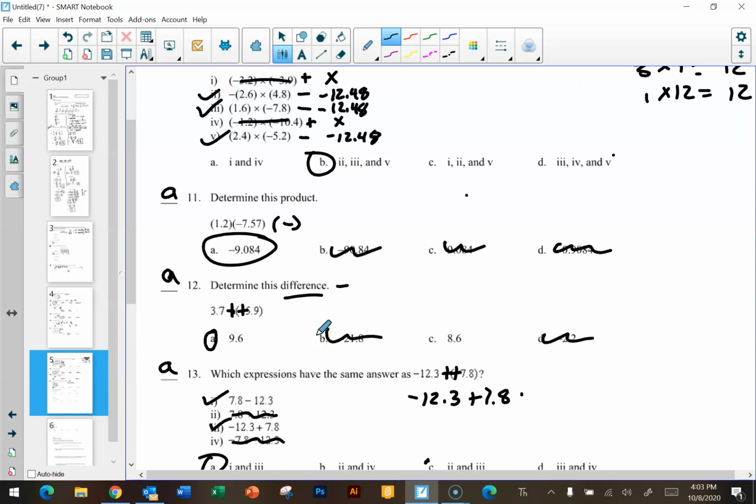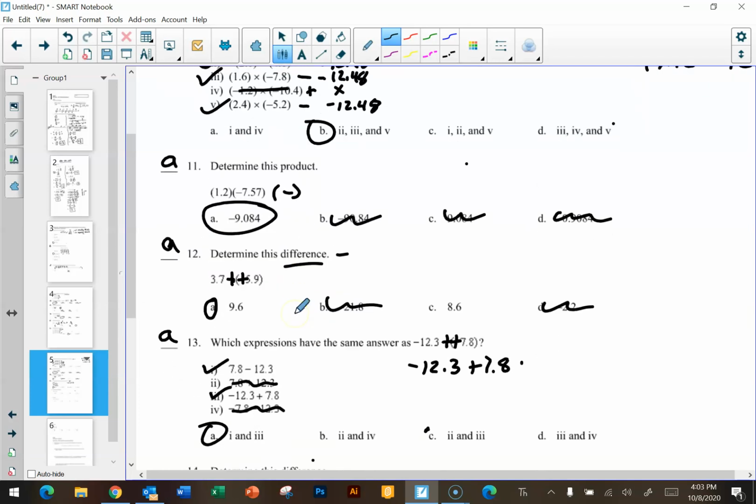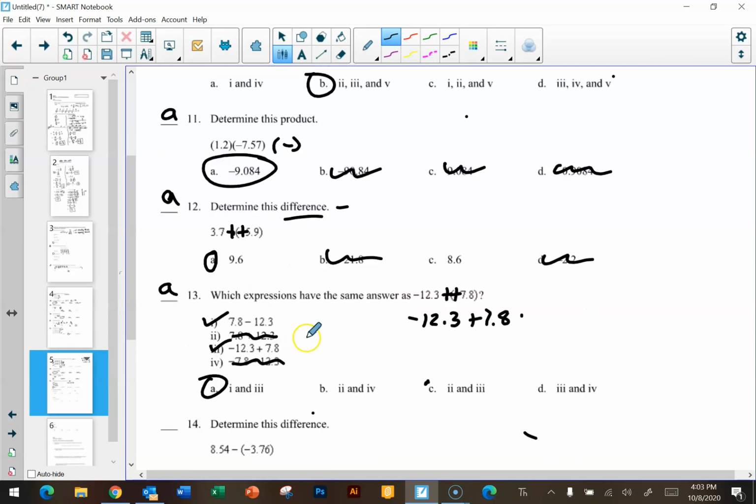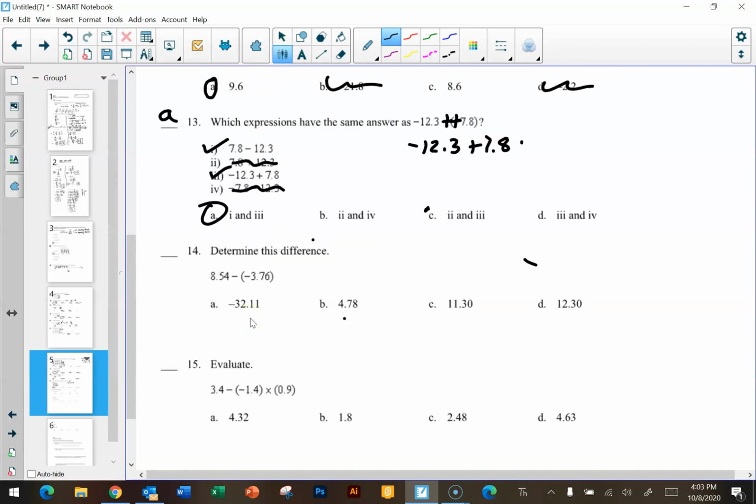Go back up, I'm just checking one here. 1.2 times 7.57 is 9.084. Yeah, okay, that one's right. I feel like I shouldn't have 3 A's in a row there for some reason, but maybe I'm wrong. 3.7 plus 5.9 is 9.6. That's right. And positive 7.8, negative 12.3, 1 and 3. Okay, I guess it's fine.